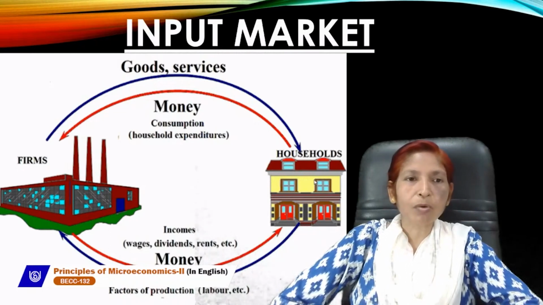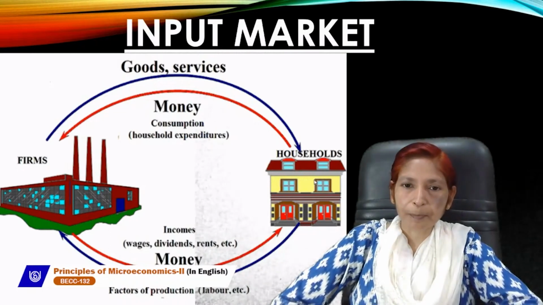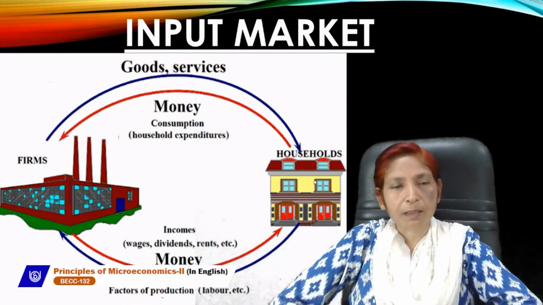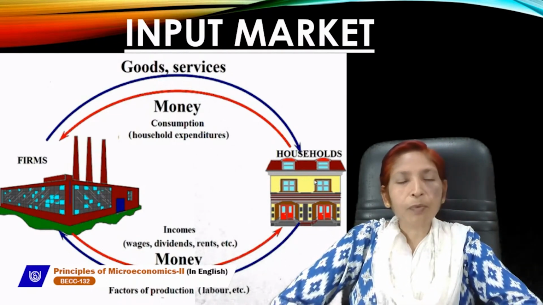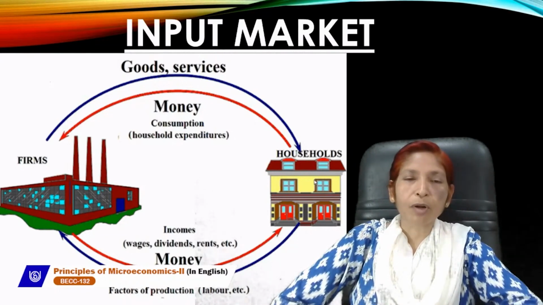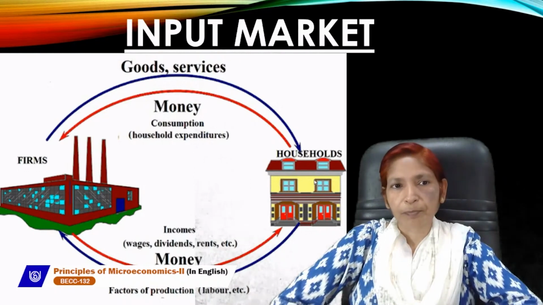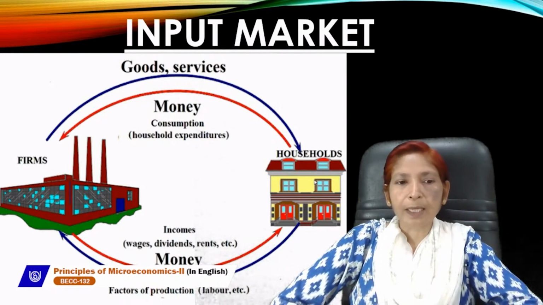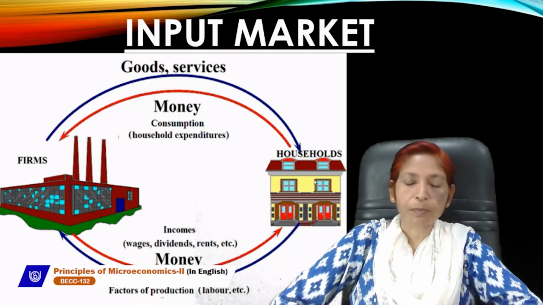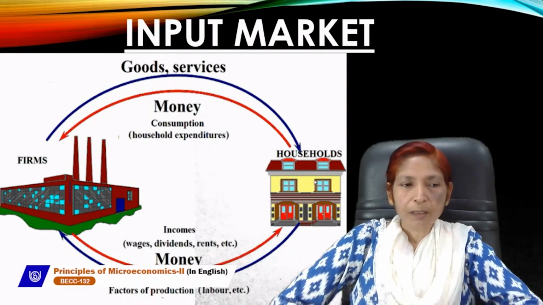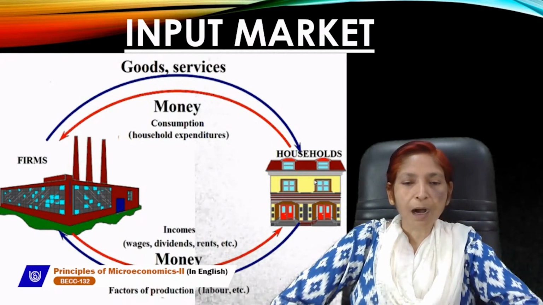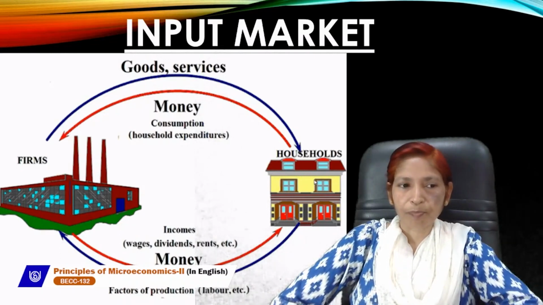Here we are discussing the input market. What is the input market? First of all, you have to know what an input is. Inputs are the factors which we use for the production of output. So inputs are land, labor, capital, and entrepreneur. Here we are taking a two-sector economy in which firms and households exist.